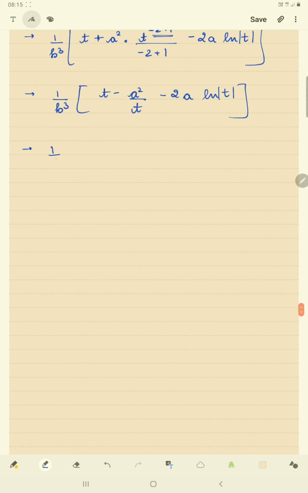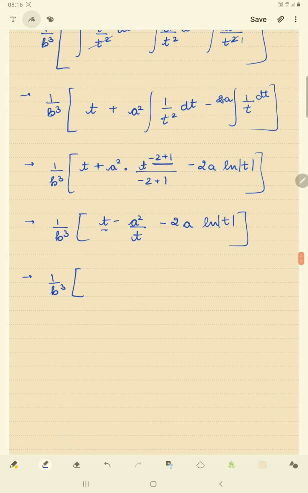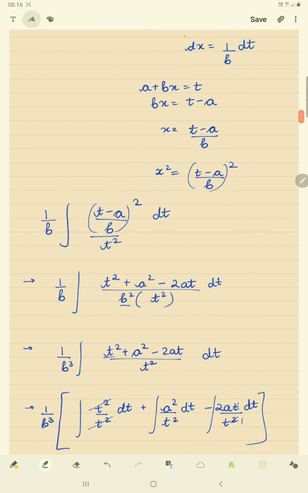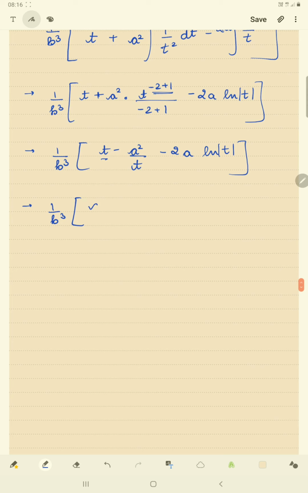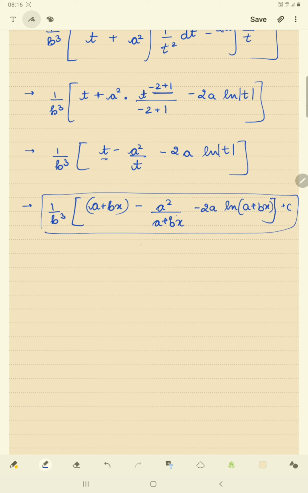So we have a 1 by b cubed, and now we just need to put the value of t, because we have integrated the whole of the terms, and now t is a plus bx. So putting it over here, we have (a plus bx) minus a squared upon (a plus bx) minus 2a ln (a plus bx) plus c. So this is our answer to the question. Thanks for watching.